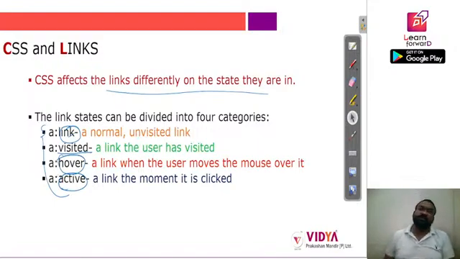So whenever you are using these properties, if you are using all of them, it has been stated in a rule that all these properties must be in this order only. That means first you will define the link, then visited, then hover, and then active. So it must be in the same order.